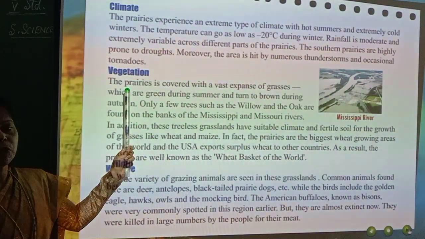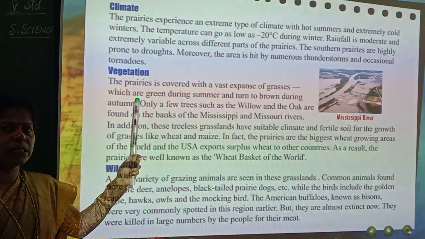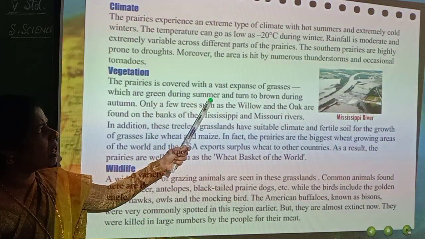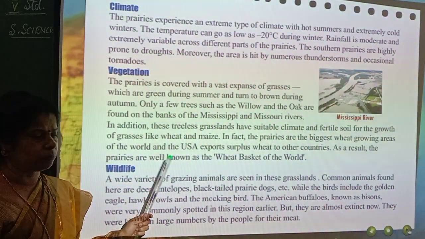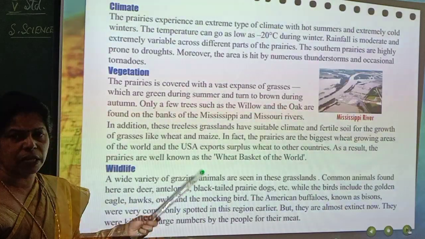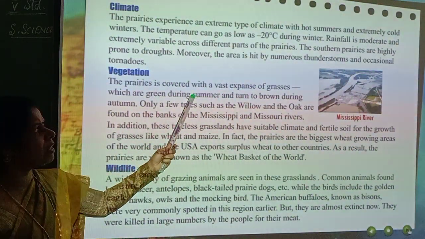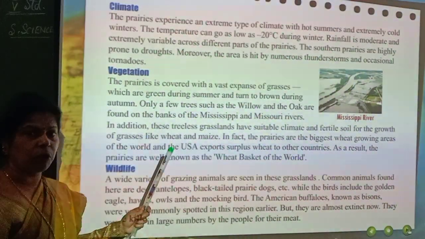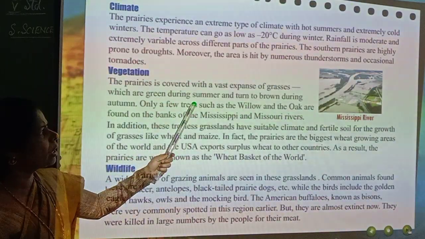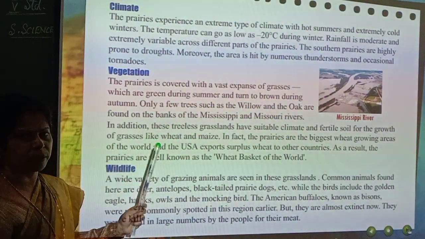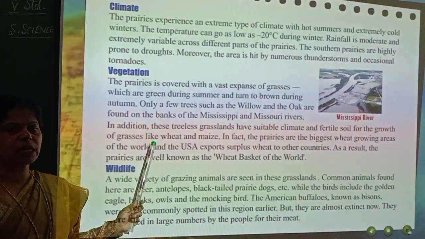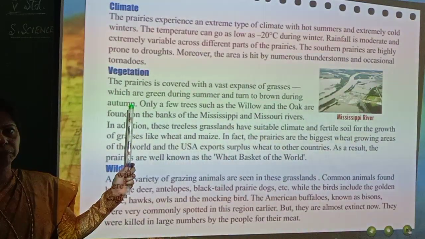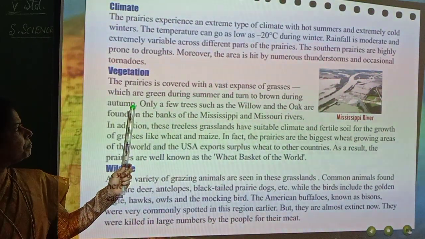Understood? Now coming to vegetation. What is vegetation? Growth of plants in particular areas is called vegetation. The prairies are covered with a vast expanse of grasses. Already I told you, in the Mississippi and Missouri rivers there is water flow. So the prairies are covered with a vast expanse of grasses, big, tall grasses, and a large amount of grasses, which are green during summer and turn brown during autumn. During the autumn season, this grass will turn a brownish color, whereas in summer it is green in color. The same grass will change its color.